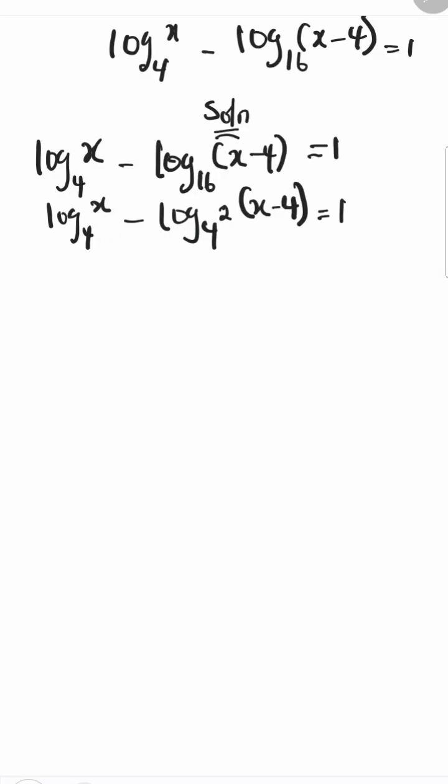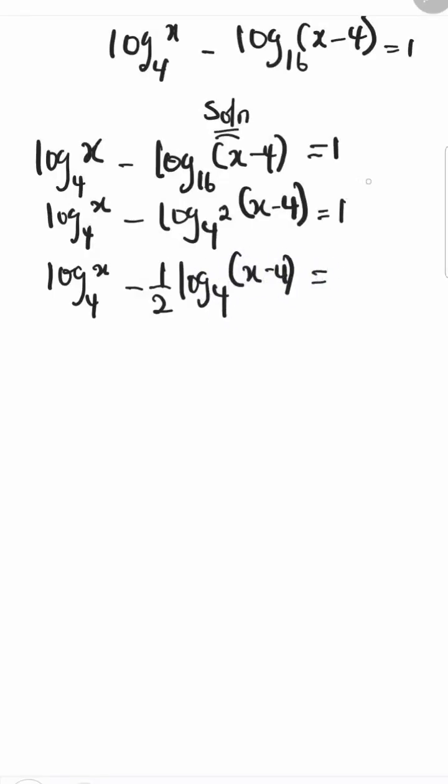Trying to see how to get the same base. So we have this to be the same as log base 4 of x. Now, using that property of logs, we can represent this as 1 over 2. These two become 1 over 2 log base 4 of (x minus 4), and then 1 can also be represented as log base 4 of 4. Write this properly. 4. Okay, that's nice.